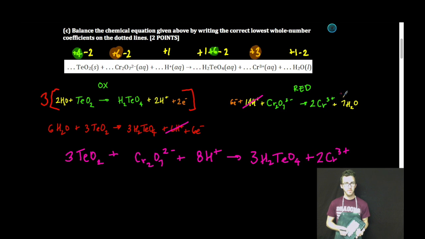Be careful with your waters here. 6 on the reactant side, 7 on the product side. So after canceling, I'm going to be left with just 1 water. So my coefficients, 3, 1, 8, 3, 2, 1.